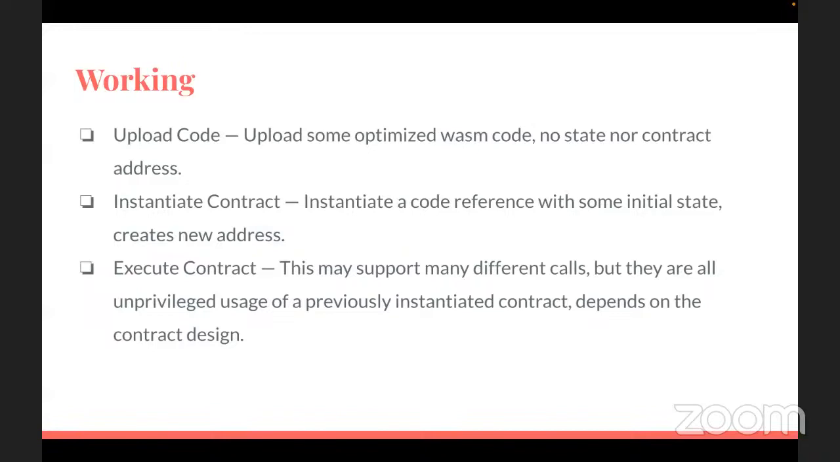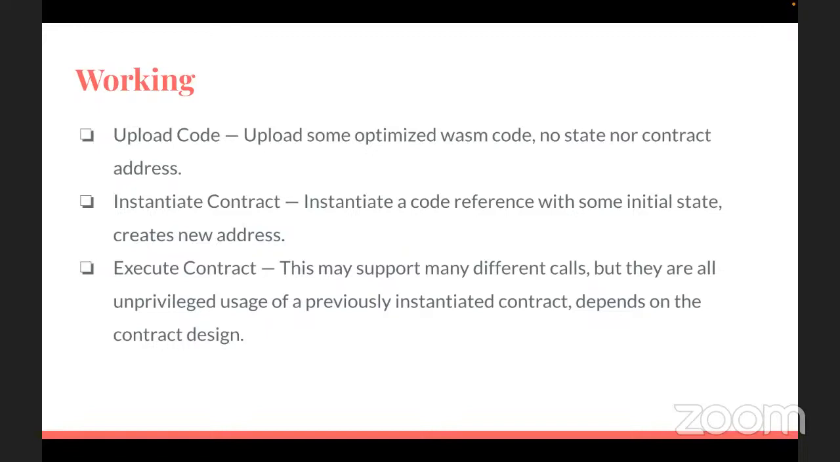Then comes execute contract, where once you have instantiated a contract and got an instance of it, and every instance is determined by a contract address, you use that contract address to execute the contract or write a query for it. This is the base code logic of how CosmWasm works.